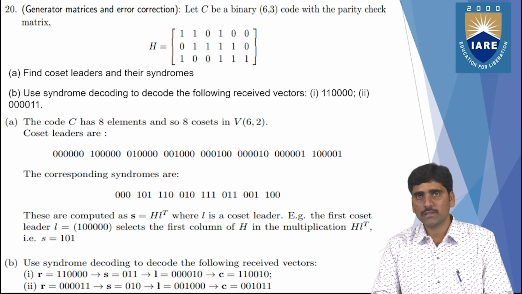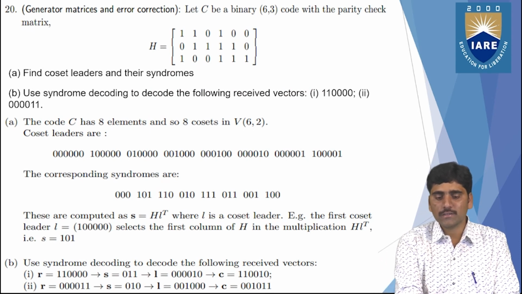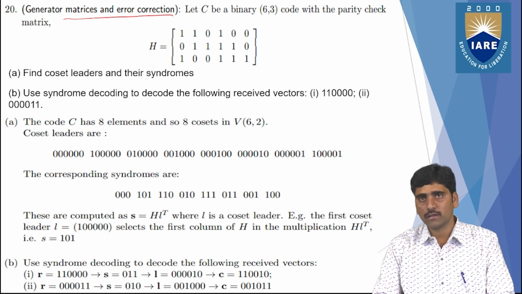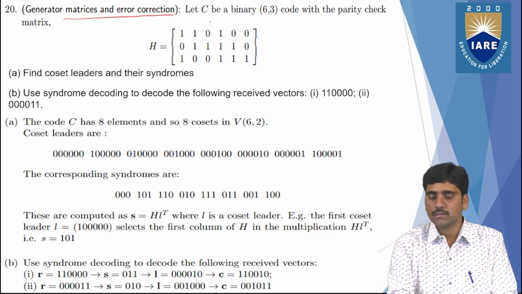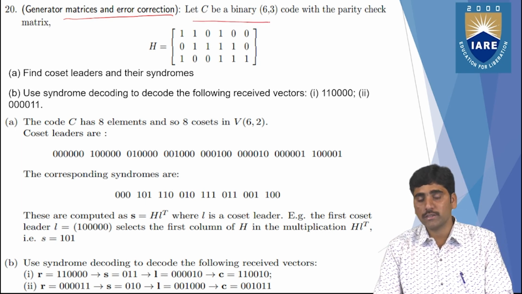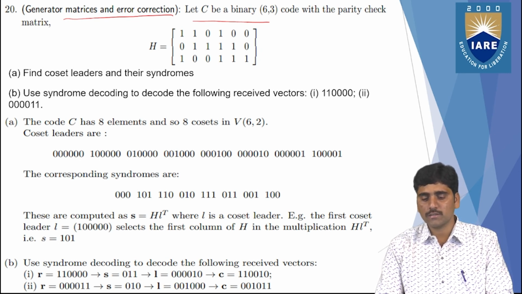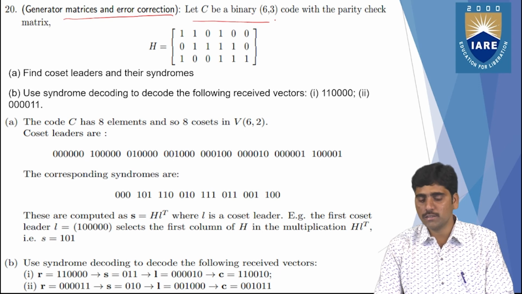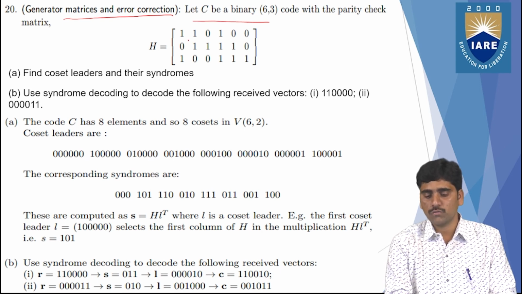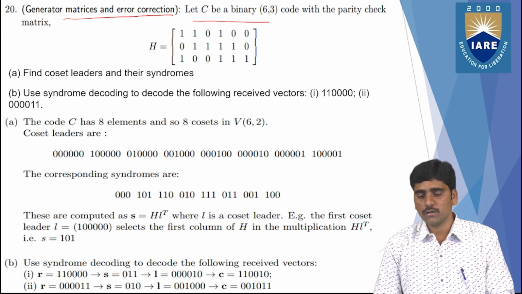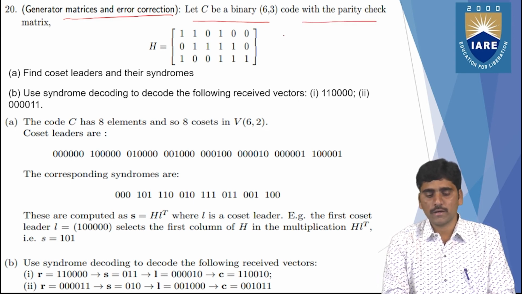The next one is generator matrices and error correction. Let C be a binary code (6, 3). The generator matrix has size 6 by 3: 1 1 0 1 0 0. So these are the 6, 3 columns, with 3 columns for the code and the parity check matrix.